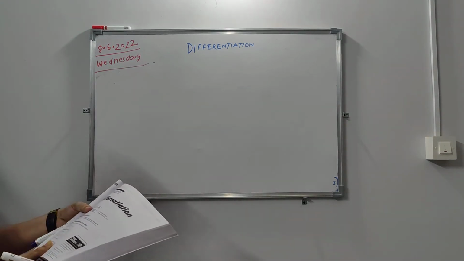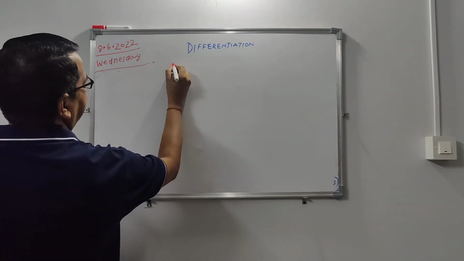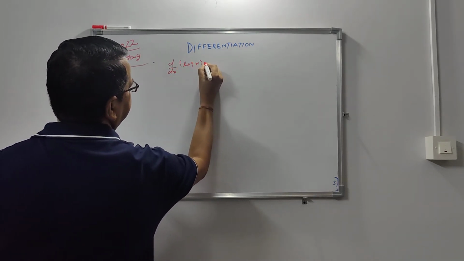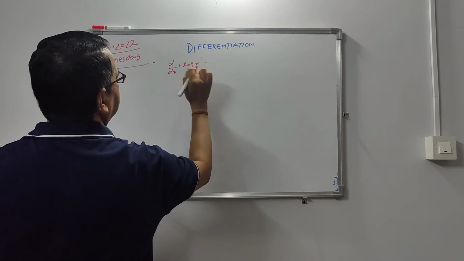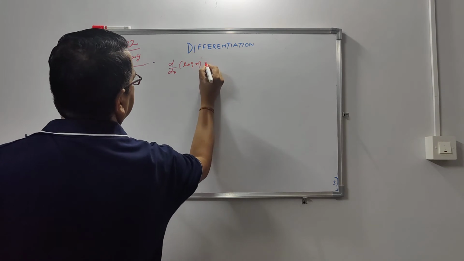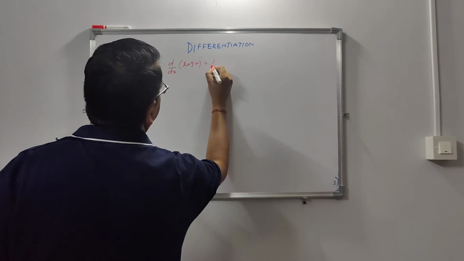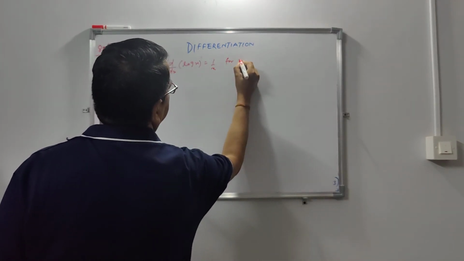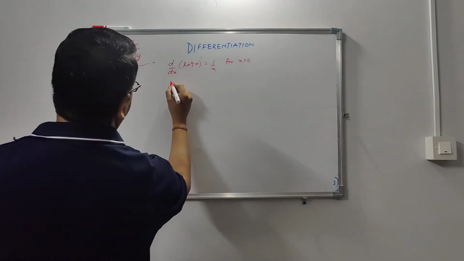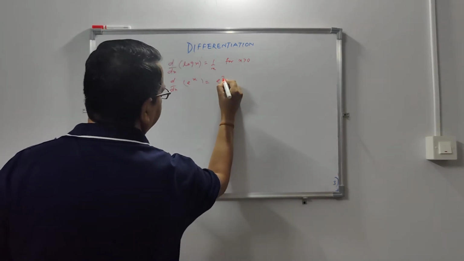And then d by dx of log x is equal to 1 by x, for x greater than 0. It should not be negative, right? Then d by dx of e to the x, exponential, is the same, e to the x. You have to remember this.